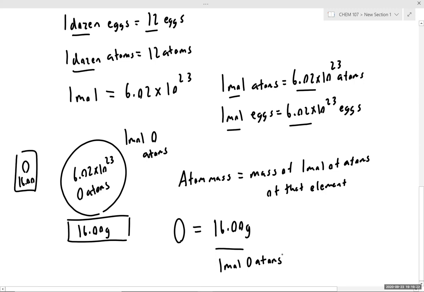So this form of the atomic mass, known as the molar atomic mass, is the most common way that we use the atomic masses in the periodic table, because we can physically weigh out 16 grams. We can handle masses on the scale of grams easily.